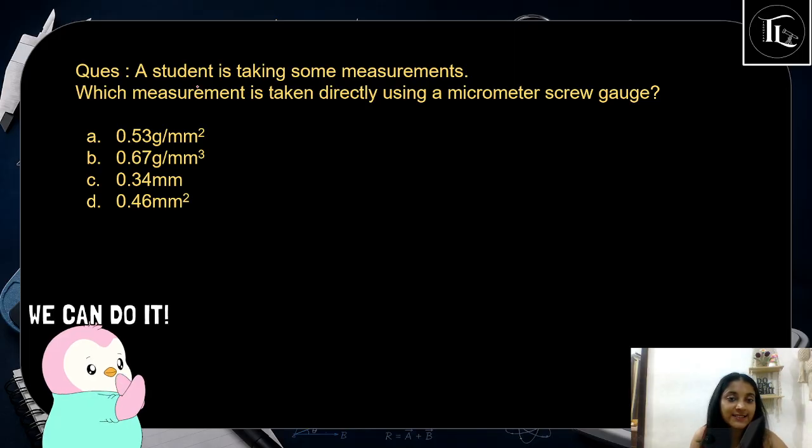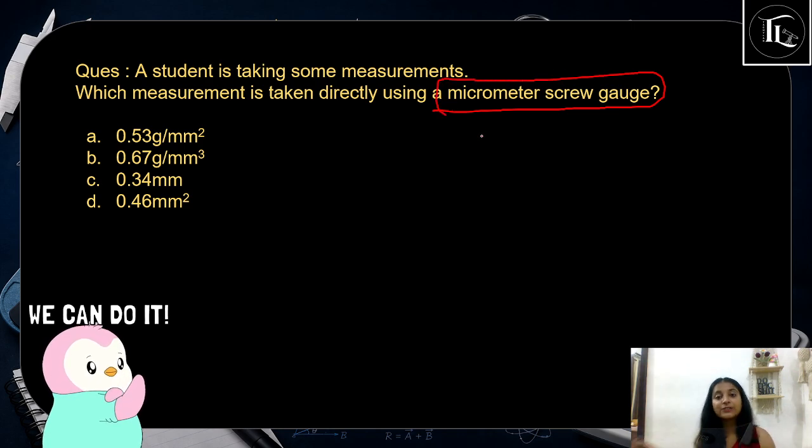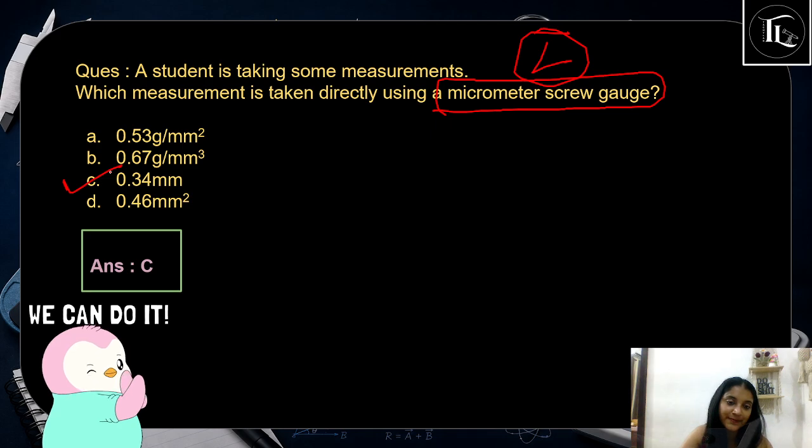Okay, so this says a student is taking some measurements. Which measurement is taken directly using a screw gauge? Again, no data is given, no diagram is given, nothing, but there are values and options. How will you solve it? Think about it. We just discussed it. We will look at the units. A micrometer screw gauge will give you the length, and length is always given in millimeters, centimeters, meters, and so on. So here option C is correct because the value is given in millimeters. I hope this question is clear to everybody.